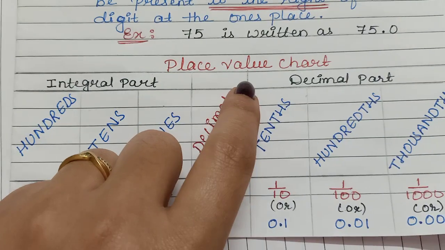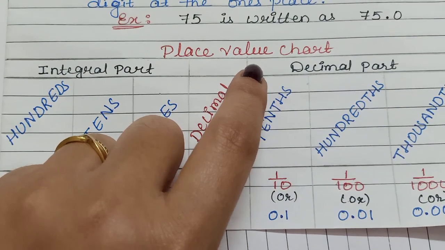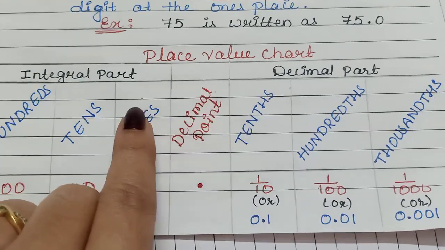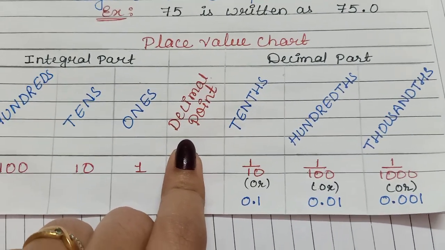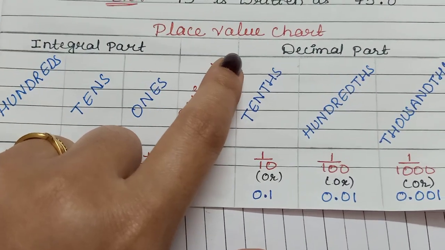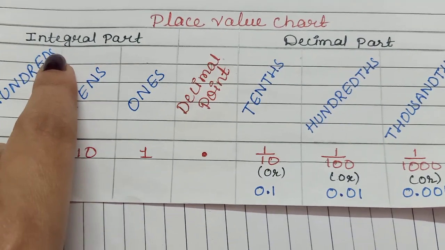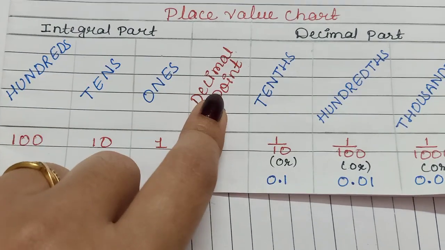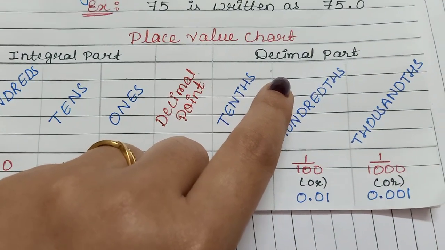Now see the place value chart. As for the whole number, we saw the place value chart. Same for the decimal also, we have the place value chart. This is also divided into the integral part, decimal point and decimal part.